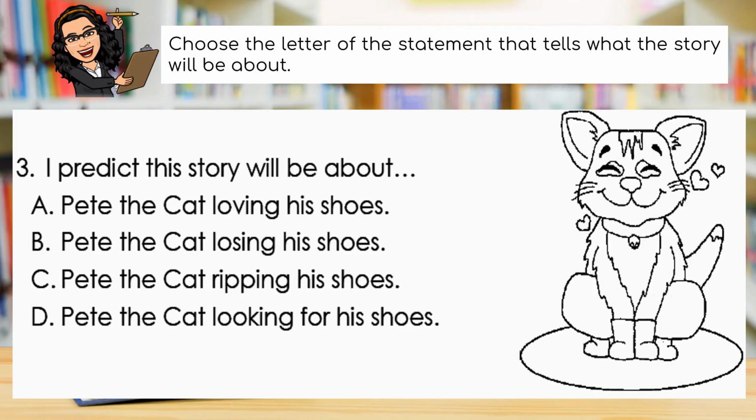Number 3. I predict this story will be about A. Pete the cat loving his shoes, B. Pete the cat losing his shoes, C. Pete the cat ripping his shoes, or D. Pete the cat looking for his shoes. The correct answer is A. I predict this story will be about Pete the cat loving his shoes.